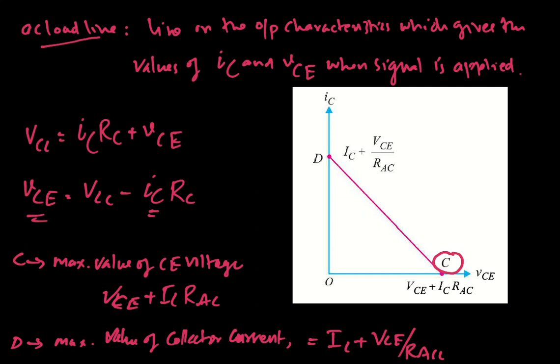So from these two expressions we can determine the two endpoints C and D of the AC load line. This is the AC load line where RAC is the effective AC load resistance, which is equal to RC parallel to RL. In this way we can determine the AC load line of a transistor. Okay, thank you.